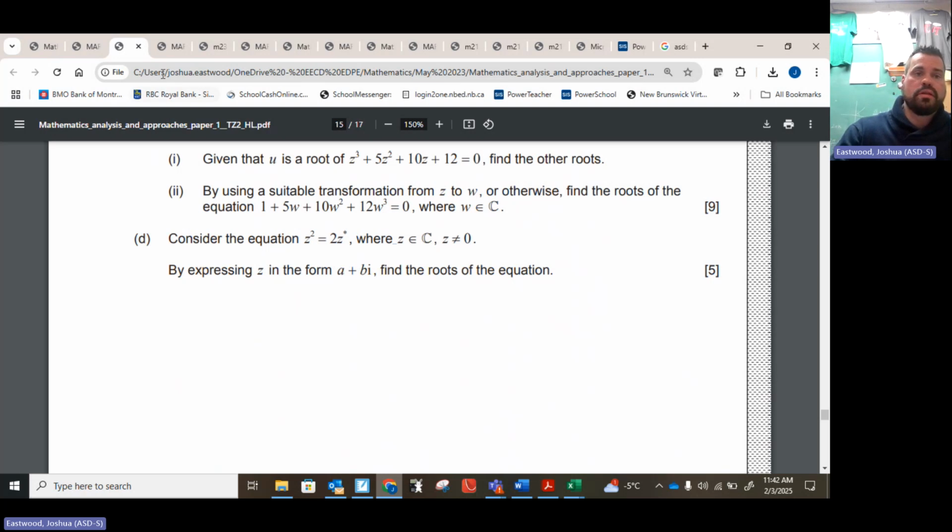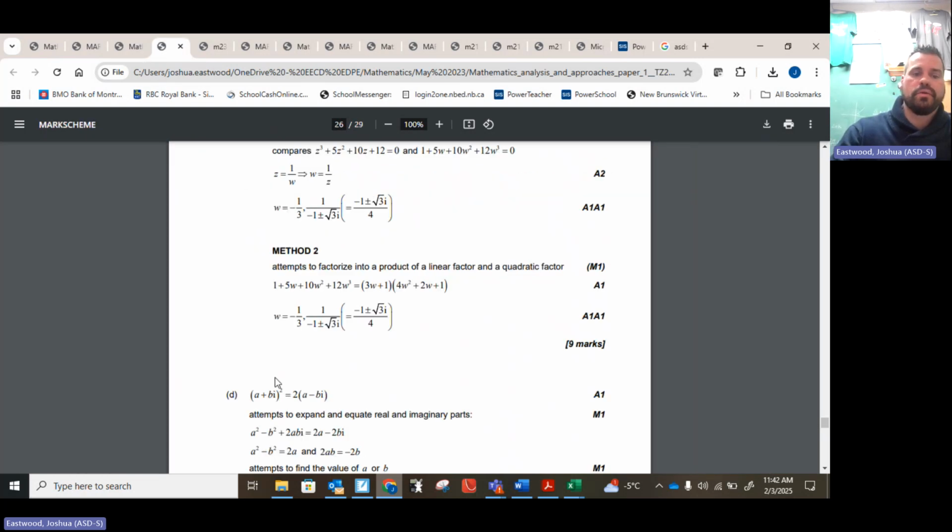So all we're going to do is say, what is a plus bi squared? And then what is 2 times a minus bi, because that's the conjugate of z. So we just expand that. A plus bi squared is a squared plus 2abi plus bi squared, right? Which is where this is becoming a minus b squared.